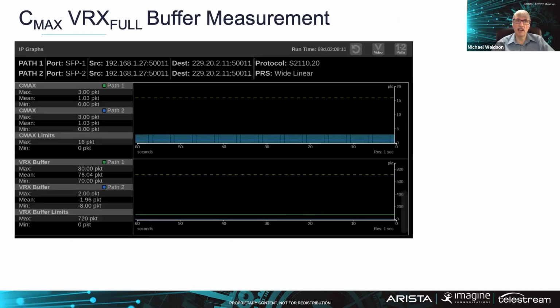And then similarly, you can plot the graphs for Cmax and VRX for the sender to make sure it is conforming within those limits.